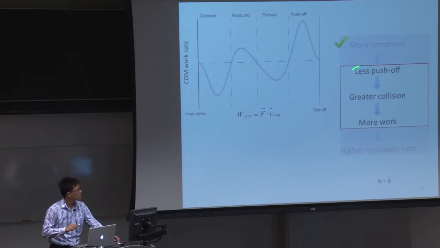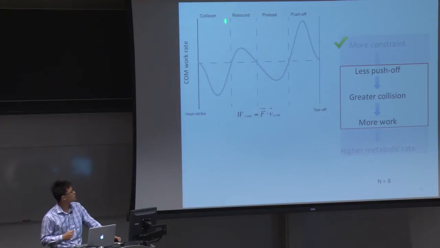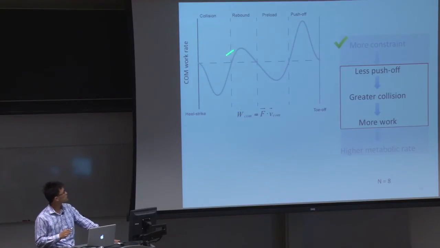So the next thing we expect is that more constraint should lead to less push-off and cause greater collision. To quantify this, we measure the center of mass work rate, which is defined as the dot product of ground reaction force and the center of mass velocity. This curve is one example, from heel strike to toe off.